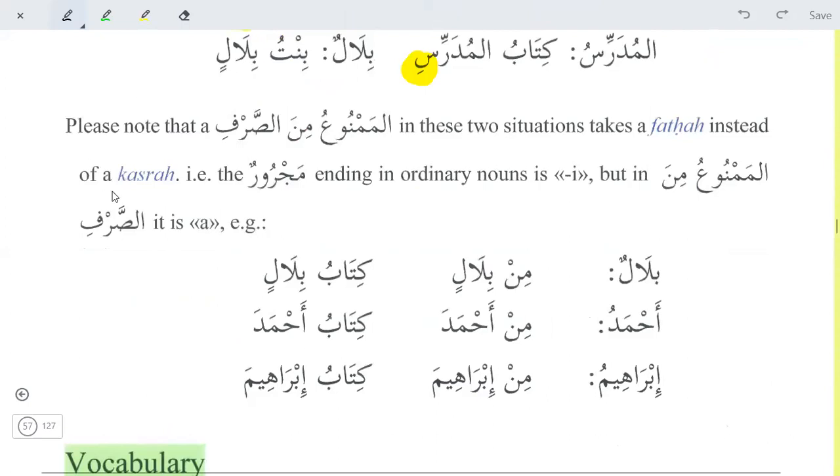Okay. Next, please note that al mamnu min as-sarf, in these two situations, takes a fatha instead of a kasra. If the mamnu min as-sarf nouns are majrur, they will take fatha instead of the kasra. The majrur ending of an ordinary noun is with a kasra. But in the mamnu min as-sarf, it is with a fatha.